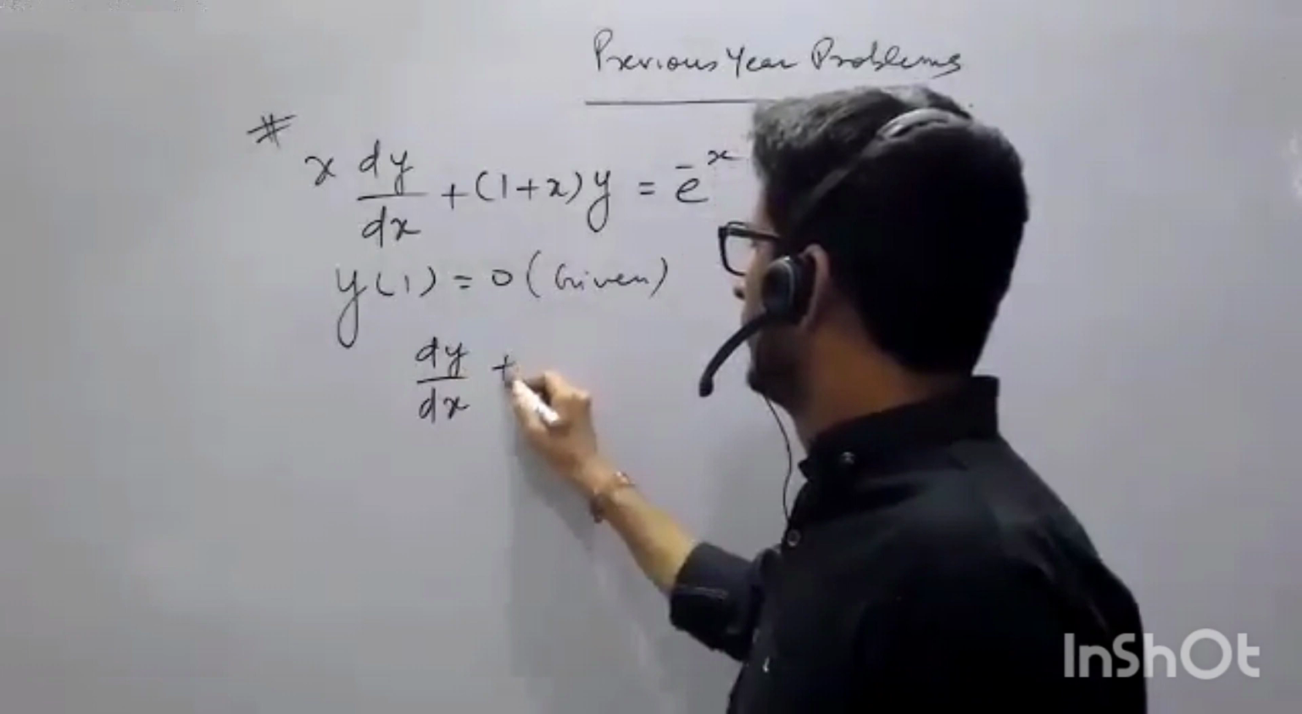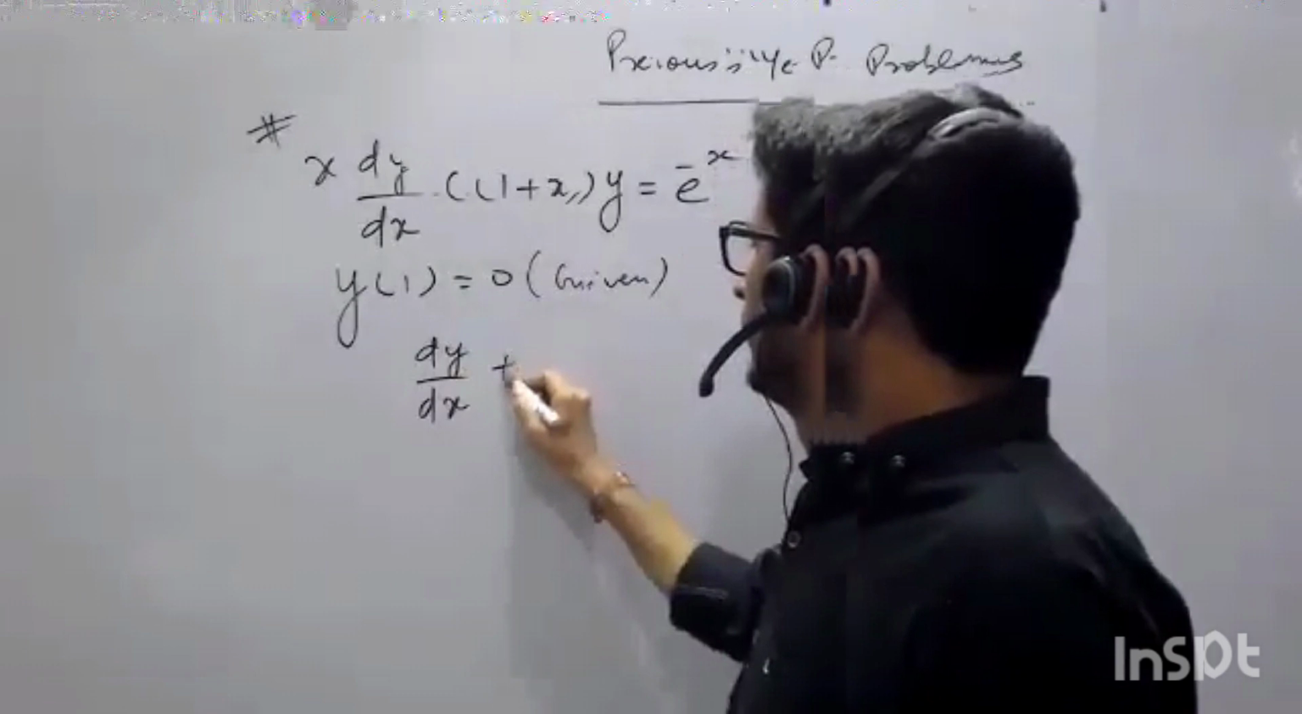So what is the value of p? 1 plus 1 by x. So what is the value of integrating factor? That is given by e to the power integral (1 plus 1 by x) dx. So that is equal to e to the power x plus log of x. So it will become x e to the power x. Okay. So this is the integrating factor.